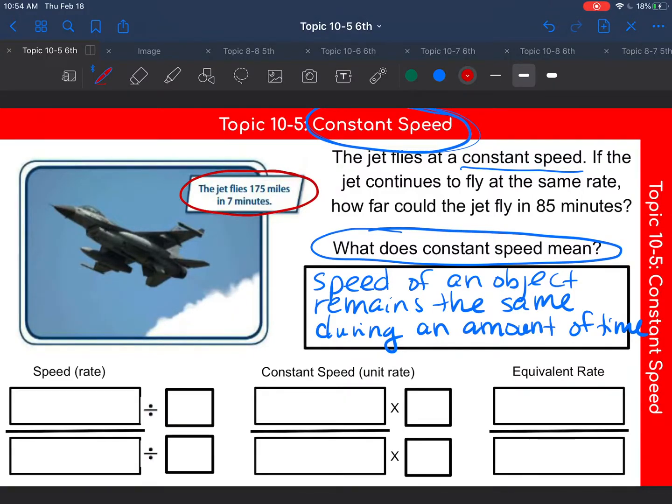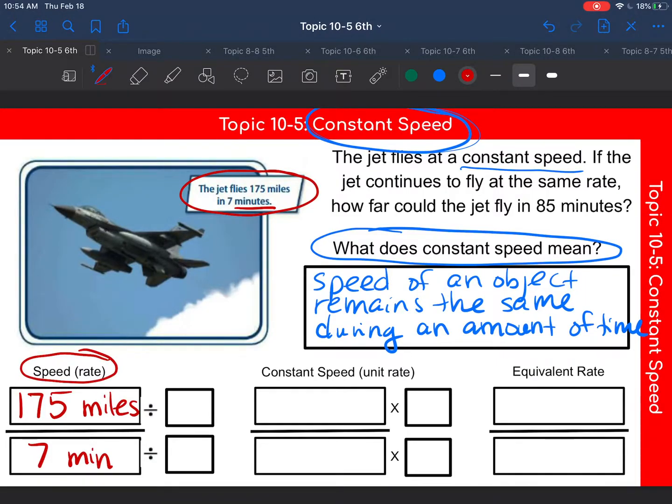So instead of the rate being miles per hour, it's miles per minute. So that's our original rate. Our original rate is 175 miles in 7, and I'm going to write MIN, that's just an abbreviation for minutes. So this is the rate, and we've done this process before.